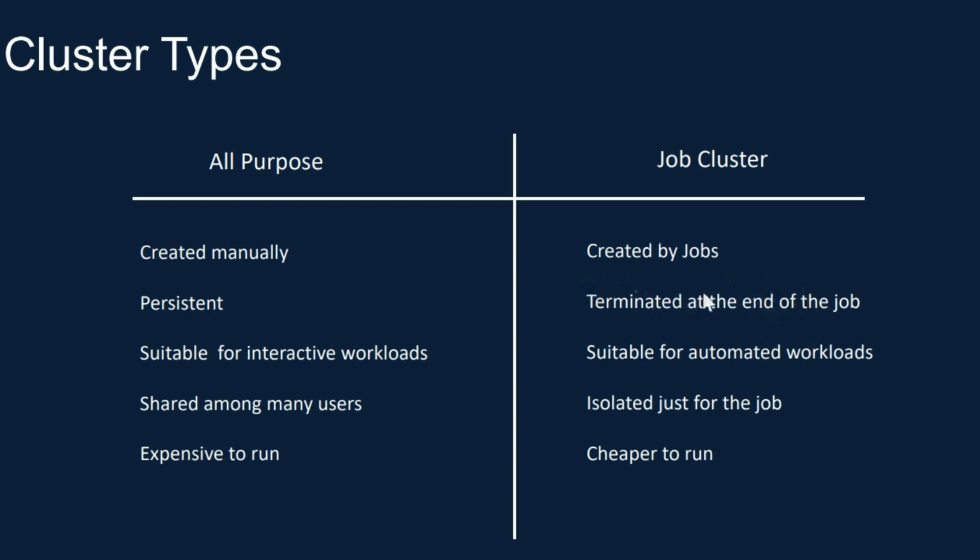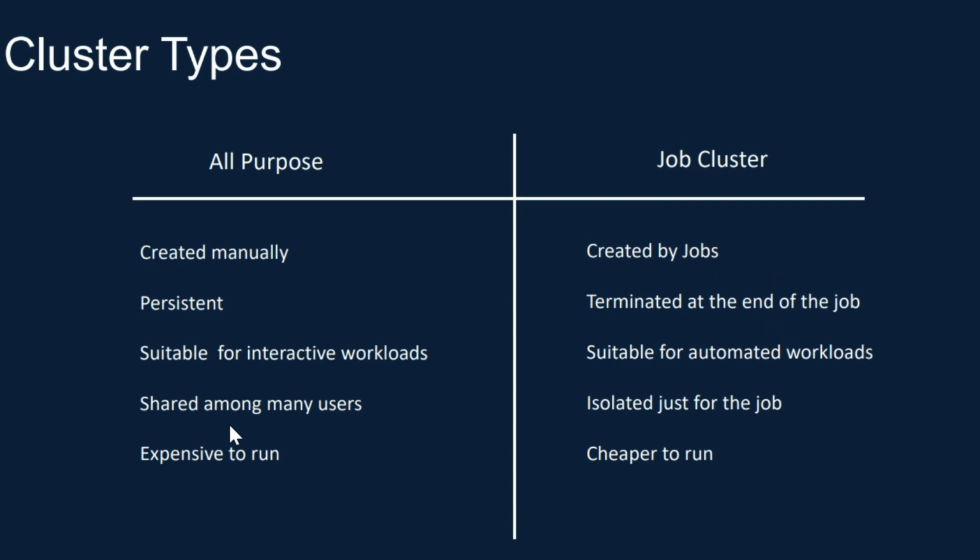Coming to the all-purpose cluster, all-purpose clusters are suitable for interactive and ad hoc analysis and workloads. On the other hand, job clusters are more suitable for automated workloads such as running an ETL pipeline or a machine learning workflow, where all these things happen at regular intervals of time.